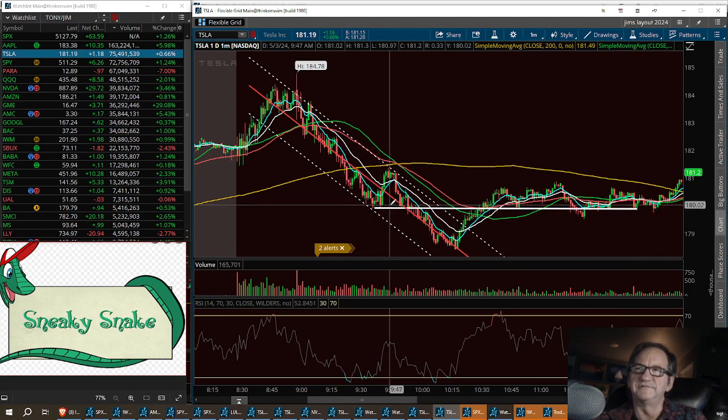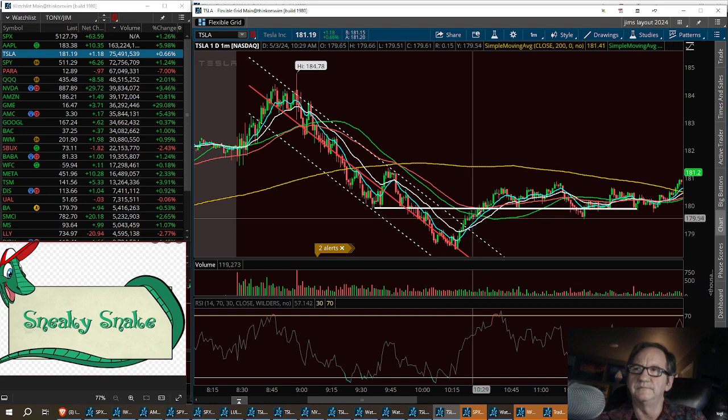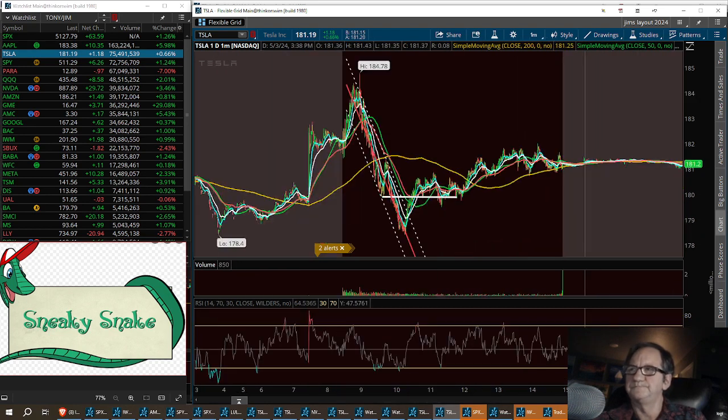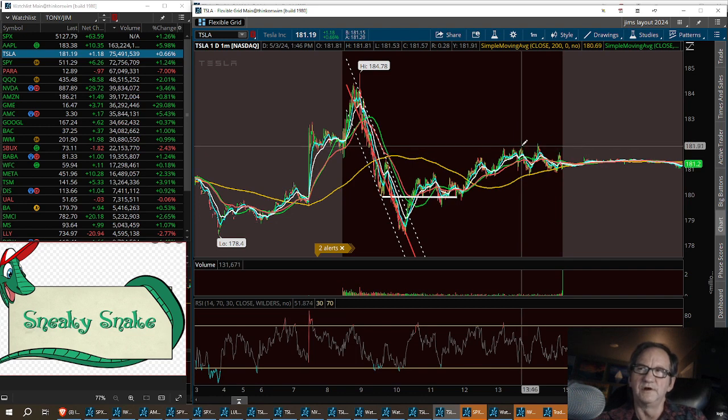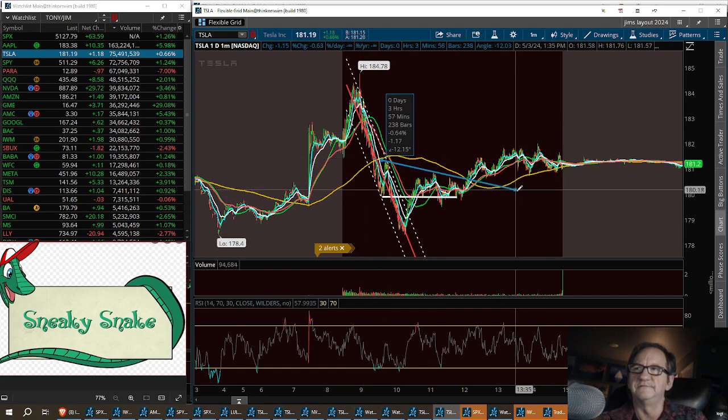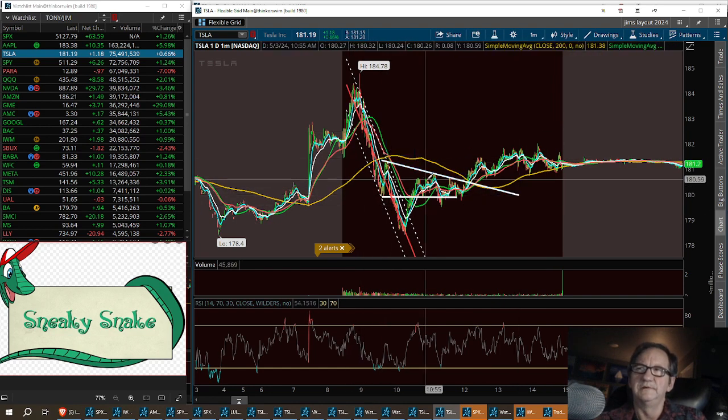So we got the left shoulder, head, right shoulder, and then it goes ahead and breaks out of that head and shoulders. Comes to the second time, third time, and touches that shoulder line. Plus we have a wedge. So we got inverse head and shoulders, and then a wedge.